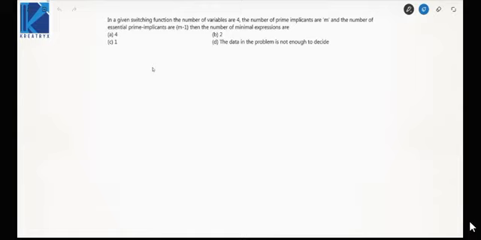The last problem of this set says: in a given switching function, the number of variables is 4, the number of prime implicants is M, and the number of EPIs is M minus 1. Then the number of minimal expressions is always equal to, you can memorize this, PI minus EPI. So M minus 1, that is equal to 1. So the answer would be C.